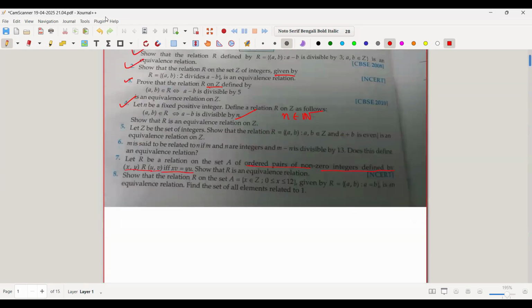Question number 8. Show that the relation R on the set of x belonging to Z such that x is greater than 0 and less than or equal to 12, given by (a, b) such that a equals b, is an equivalence relation. Find the set of all elements related to 1.